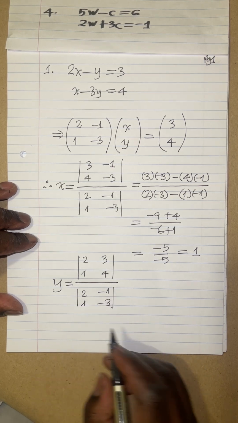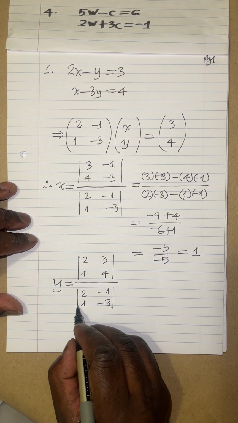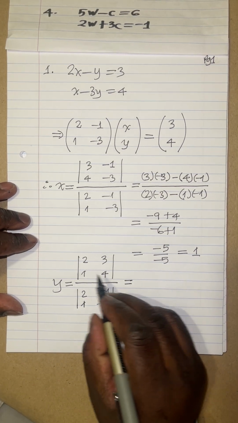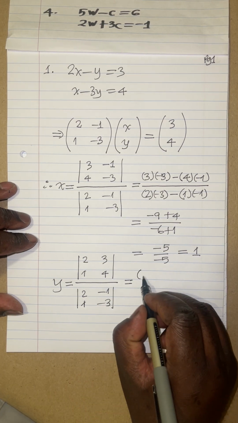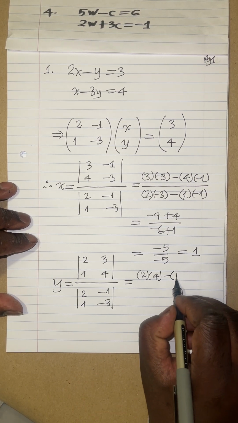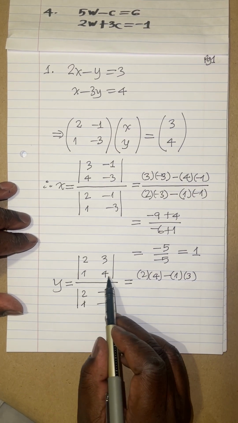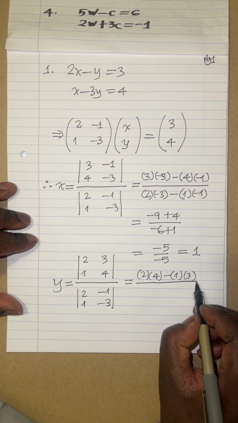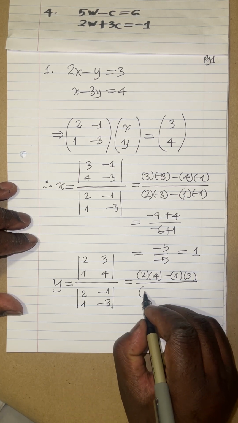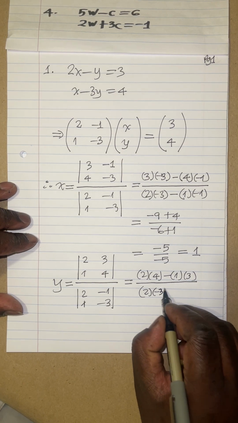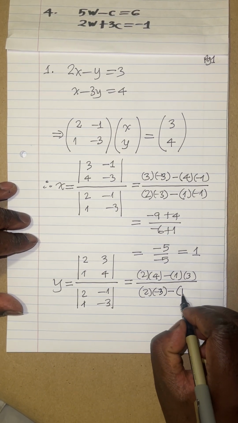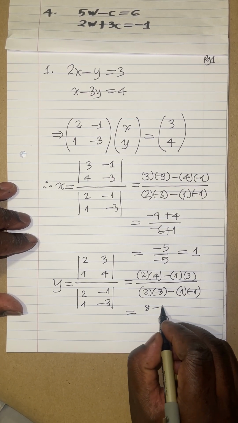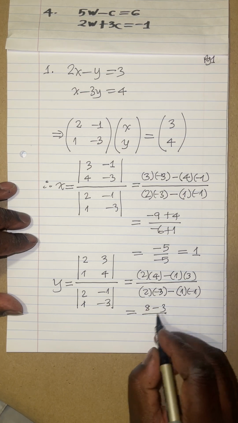We know the answer to this expression here, the determinant of the coefficient matrix. We know the answer is minus 5. But let's work on the numerator. So that's going to be 2 times 4 minus 1 times 3. Remember, the product of elements on the right diagonal minus the product of elements on the left diagonal. We're doing the same in the denominator. Product of elements on the right diagonal, which is 2 times minus 3, minus the product of elements on the left diagonal, 1 times minus 1. Of course, like I said, the numerator there will be 8 minus 3. In the denominator, if you simplify, it will give you minus 5.